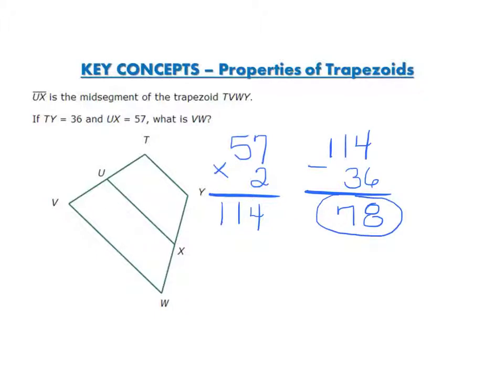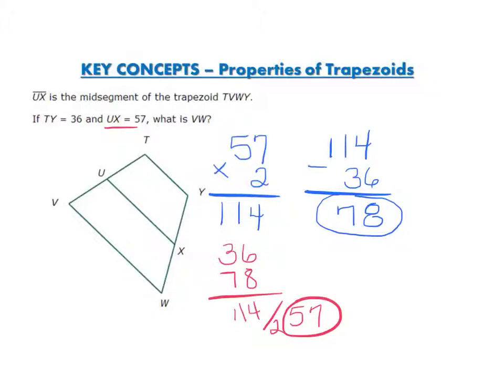Now I'm going to prove that to you here. So I'm saying that if the short base is 36 and the long base is 78, when I add them up and divide it by 2, I should get 57. So let's check that out. 36 plus 78 is 114. And when I divide that in half, I get 57. So I know that the length of the longer base, or the length of VW, is 78.